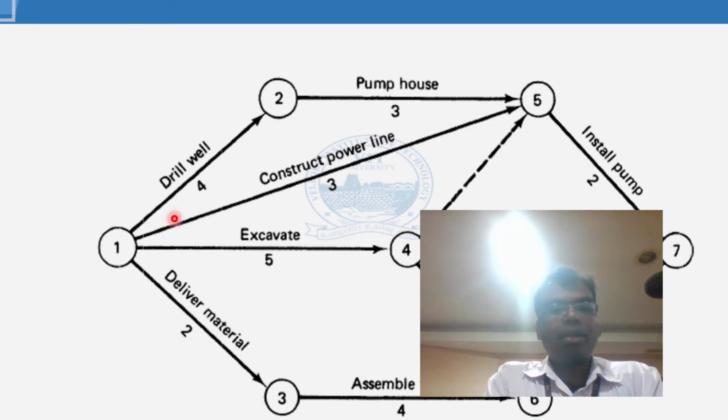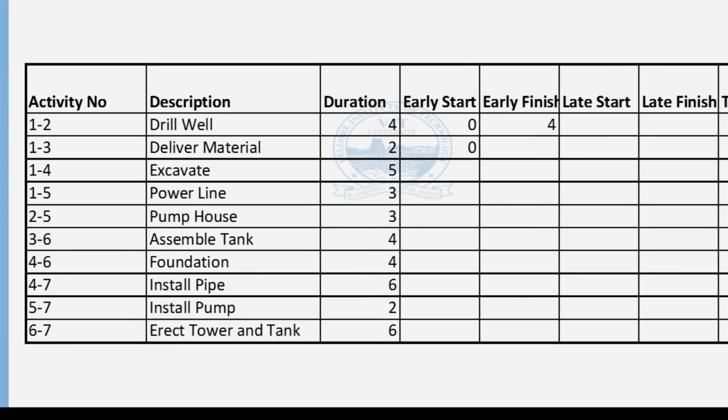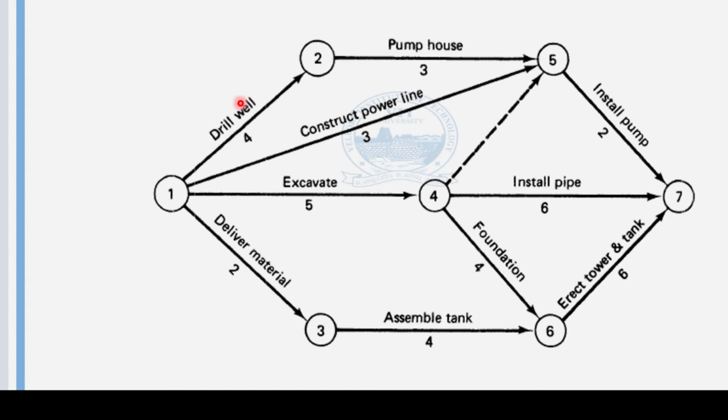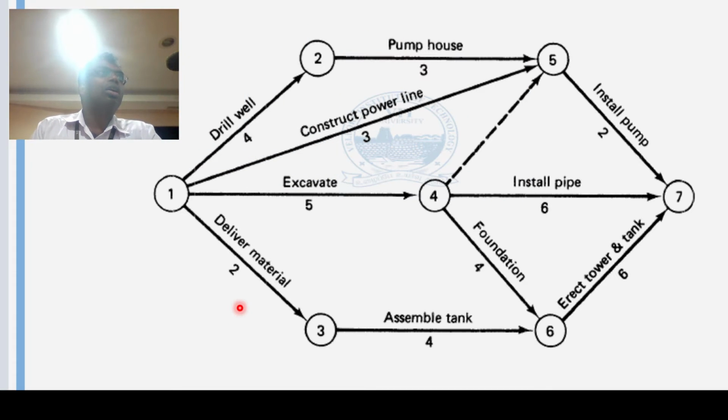So if you see, you have 1 to 2 drill well, okay, the duration is 4 units of time. It can be 4 hours, it can be 4 days, it can be 4 months or 4 years also, okay. So the duration of time is strictly based on the type of project which you are doing, okay.